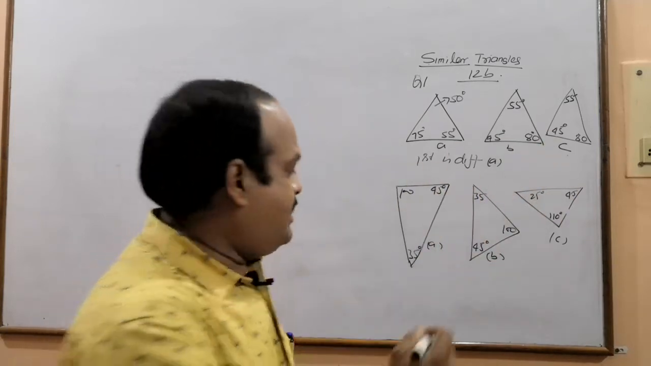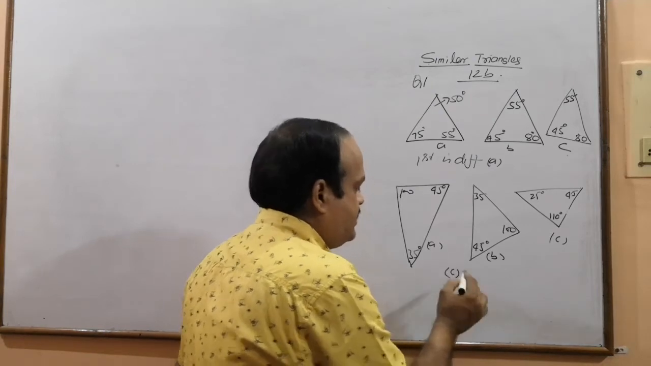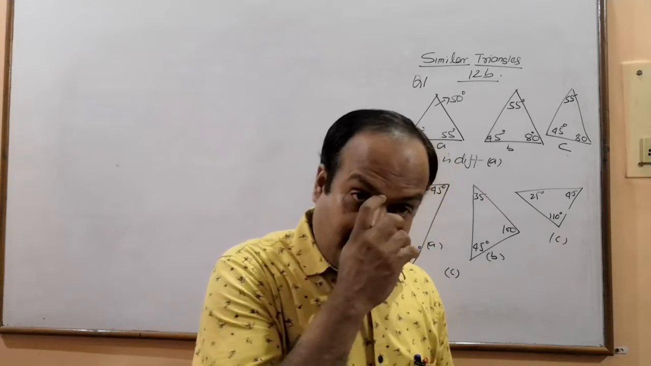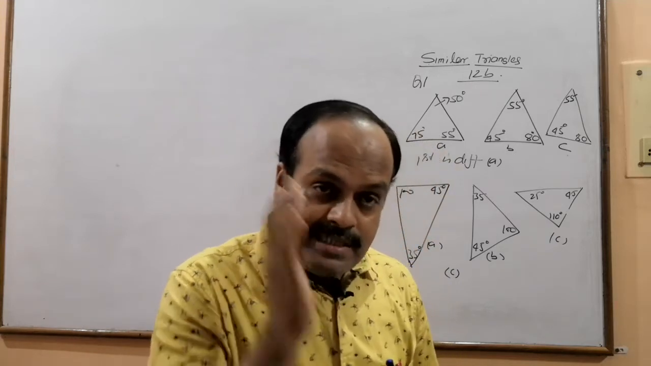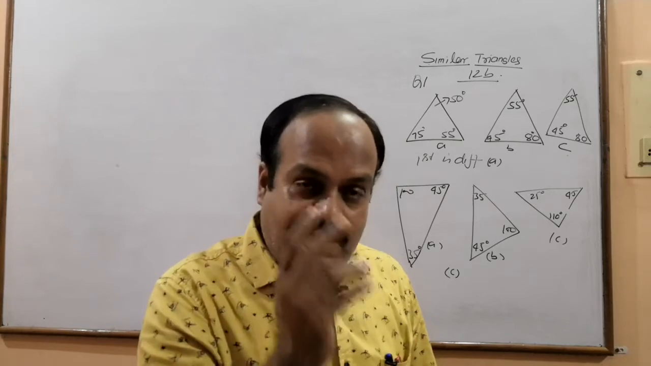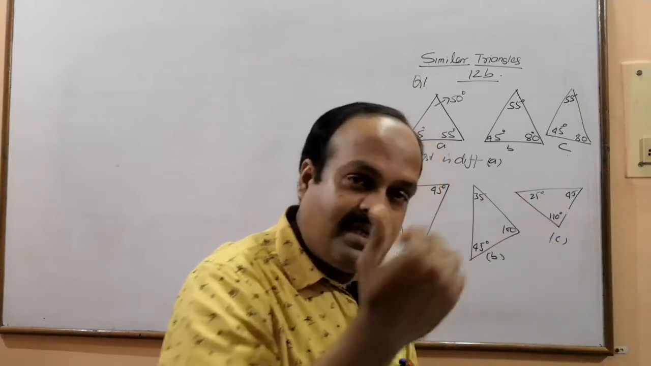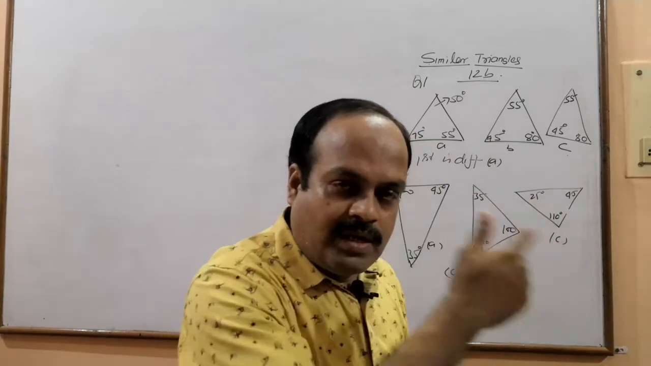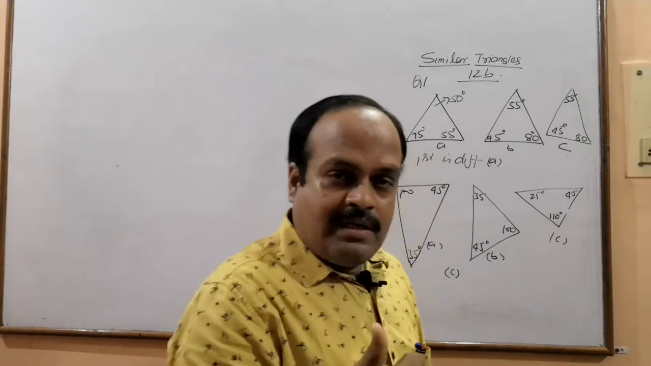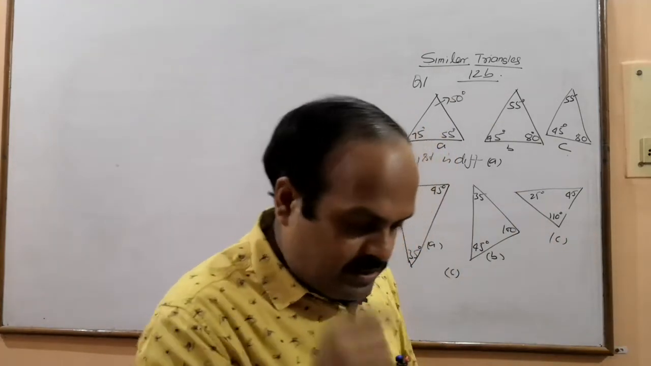So here the answer will be C. I hope you have got the idea. Triangles are similar when the three angles of one equal the three angles of the other one by one, or a minimum of two angles of one equal two angles of the other one by one.